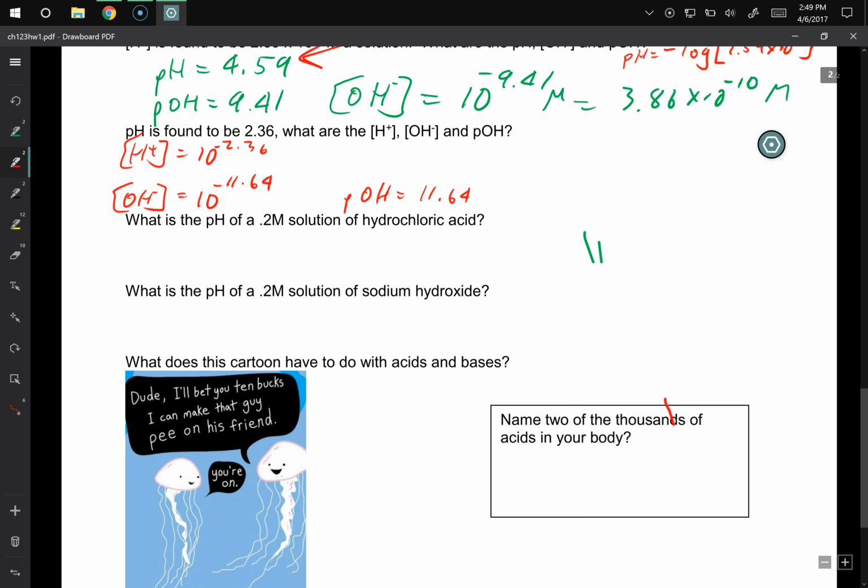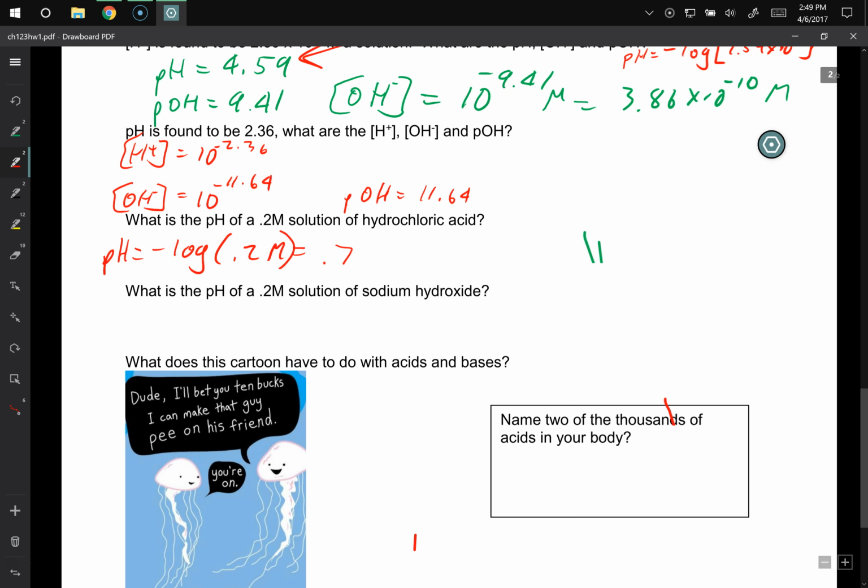So I've got 0.2 molar hydrochloric acid, and I want to know what the pH is. So negative log 0.2. I'll just say 0.7 since I only have one decimal place here. So the pH in this case would be 0.7.